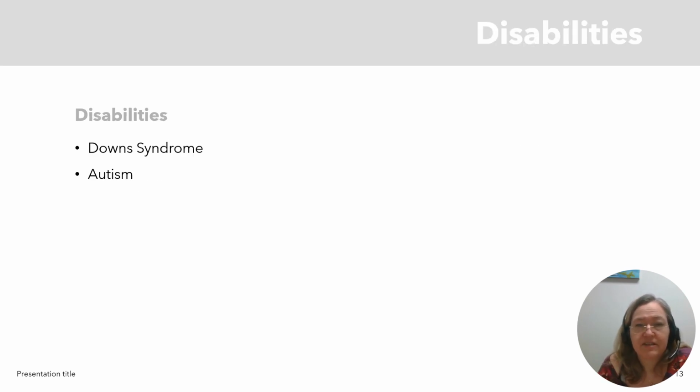Some important disabilities to review for the test are Down syndrome and autism, and some learning disorders are important to know. Make sure you're able to discuss socialization and normalization of learning for those children. Recognition, especially with Down syndrome, there are some physical manifestations that you want to be aware of.